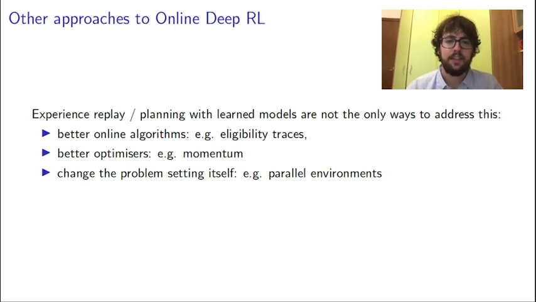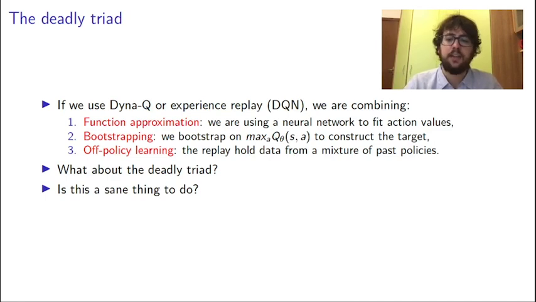Let's now delve even deeper. So we said that if we use DynaQ or experience replay, we can address certain issues and better fit certain assumptions of deep learning. At the same time, if you think about DynaQ and DQN and what happens when we use these algorithms in combination with function approximation specifically, then we are combining function approximation, of course, but also bootstrapping, because we are using, for instance, Q-learning as a model-free algorithm, and off-policy learning, because by replaying past data, we are effectively mixing the data, sampled from a mixture of past policies rather than just from the latest one. And you might remember that we denoted the combination of exactly these three things the deadly triad, which doesn't sound good, right?